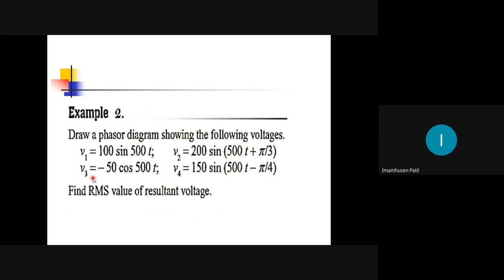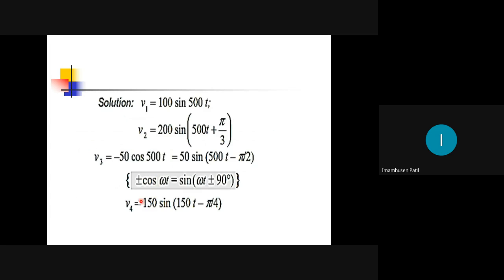What do you get here, V3? 50 sine of 500t minus pi by 2. Okay, correct. Sir, minus pi by 2, right? Minus pi by 2, yes. Here you can see it, minus pi by 2, V3, because minus cos omega t is equal to sine of omega t minus pi by 2. So this is V3.